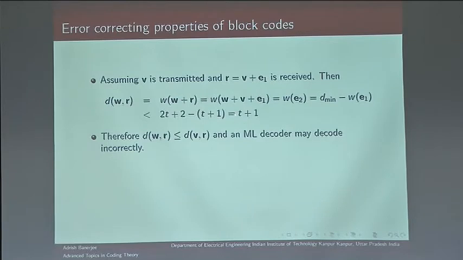Now, what is the Hamming distance between V and R? What is the Hamming distance between V and R? That is equal to weight of E1, and what is weight of E1?